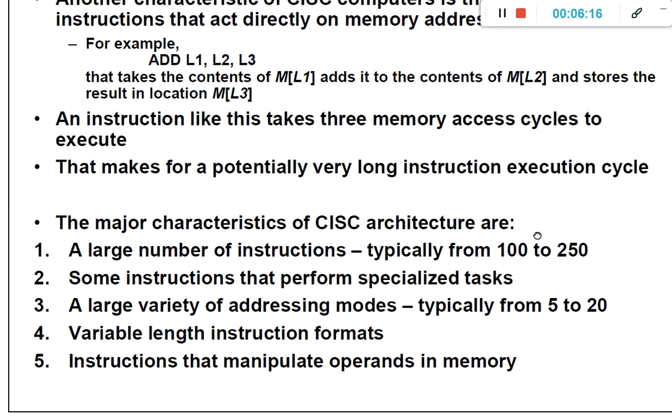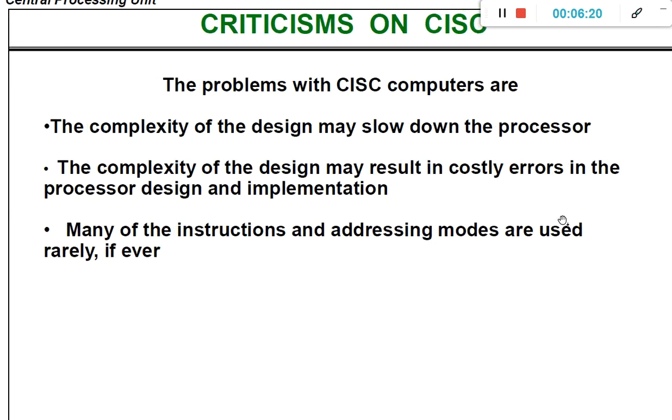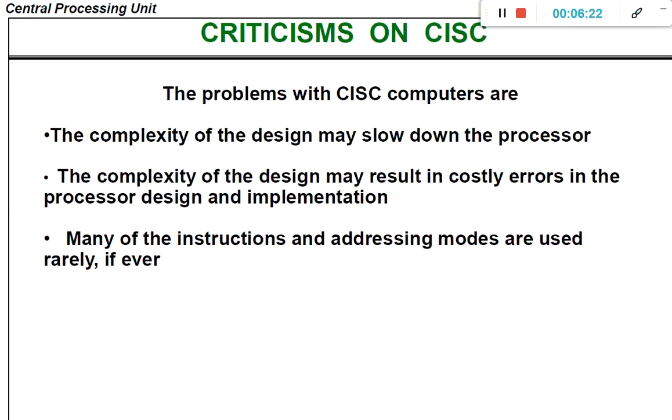So because of these characteristics, CISC architecture will have these drawbacks also. The problem with CISC computers is that the complexity of the design may slow down the processor. As we have seen, the design is very complex and there are a huge number of instructions available. That's why it is going to slow down the processor. The execution will take more time.